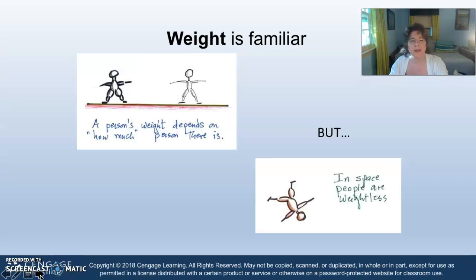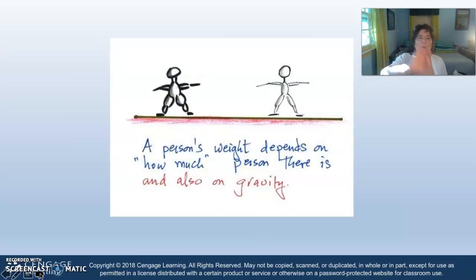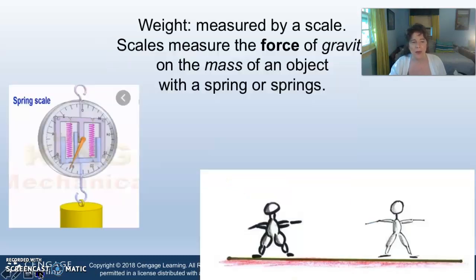So weight is very familiar to you. A person's weight is how much of them there is, but you know that there are weightless areas in our universe. For instance, the ISS, the International Space Station, is nearly weightless. The moon is nearly weightless. Out in space, quite a bit farther out, you are weightless. So you know that a person's weight is based on how much stuff there is in their body and also on gravitational pull.